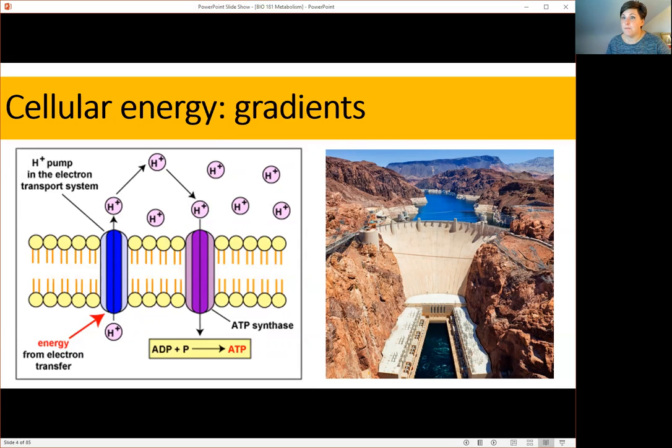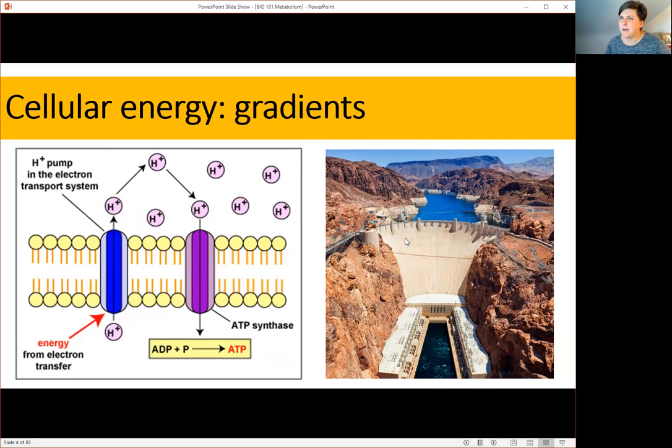Think about it this way. Here is a membrane. Here you see a concentration gradient of hydrogen ions. There are more hydrogen ions on this side of the membrane compared to this side of the membrane. These ions are being stored on this part of the membrane. So think about it like a dam, like the Hoover Dam, shown here. That dam is storing a tremendous amount of water on this side of the dam. That water holds a tremendous amount of potential energy.